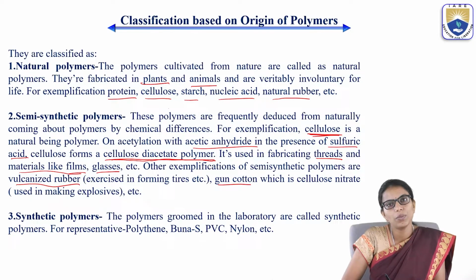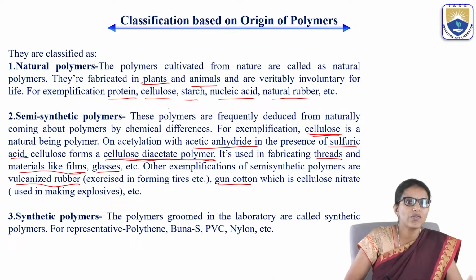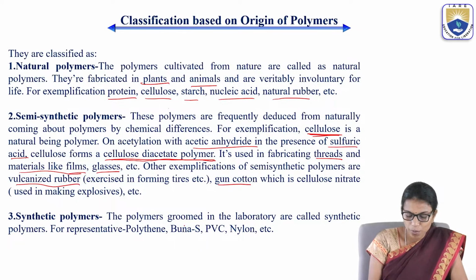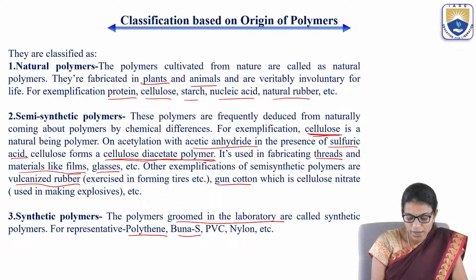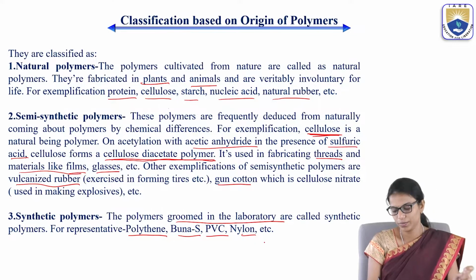For example, polyethylene is the best example of a synthetic polymer, which is made up of the ethylene molecule, and which we are using very extensively as polythene. The polymers grown in the laboratory are called synthetic polymers. For example, polythene, Buna-S, polyvinyl chloride, nylon, etc.